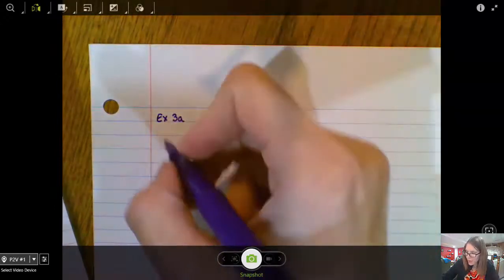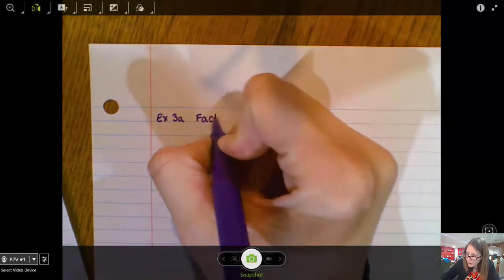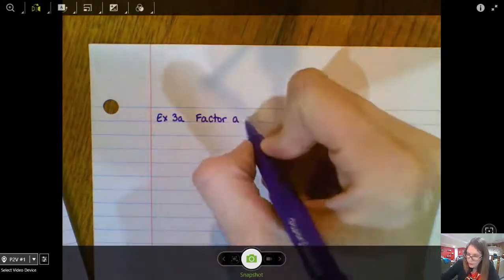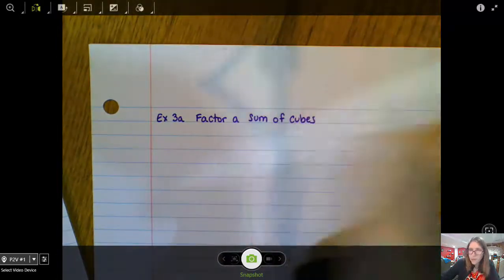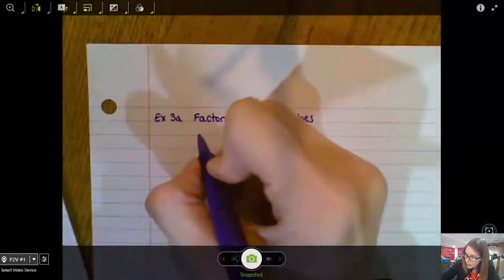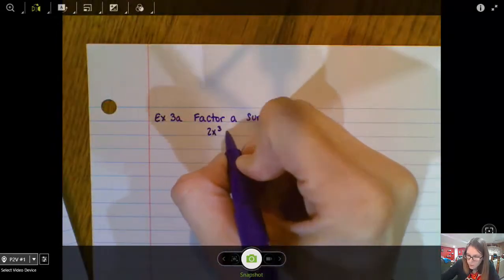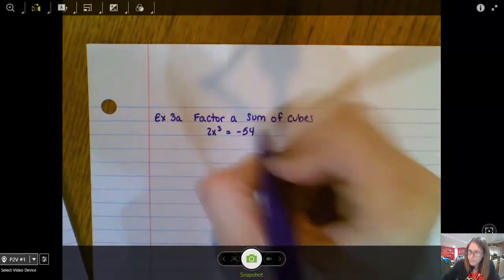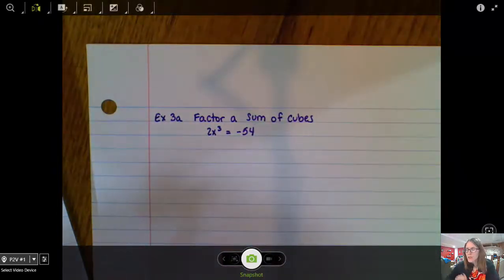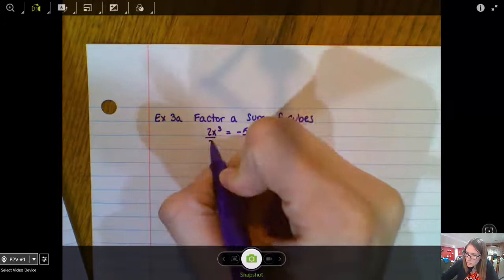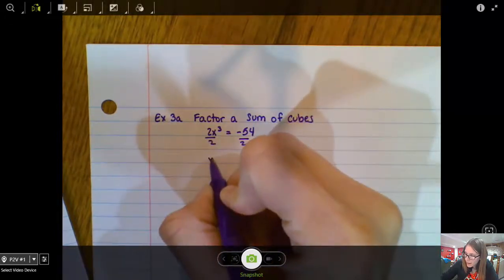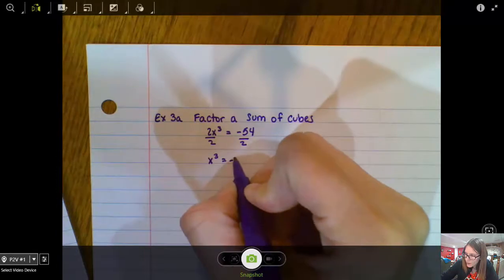And in example 3a, we are going to factor a sum of cubes. In my equation, we're going to start off with 2x to the third equals negative 54. Your first thought very possibly might be, well, okay, everything is divisible by 2. Can't I just divide both sides by 2? Yeah, we might as well do that. Let's divide both sides by 2. And we get x to the third equals negative 27.